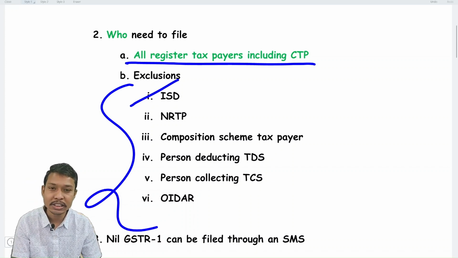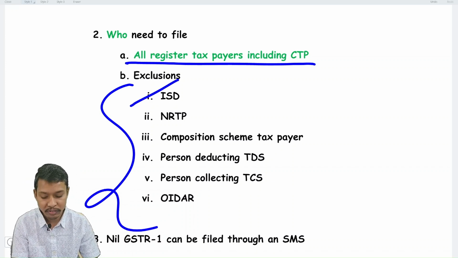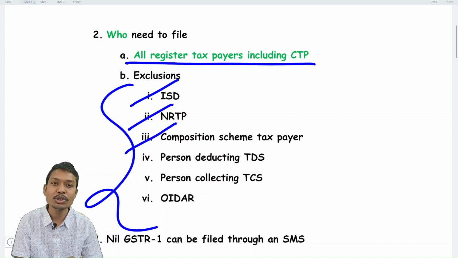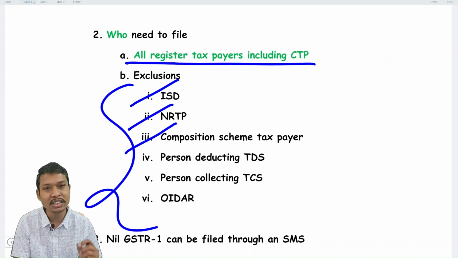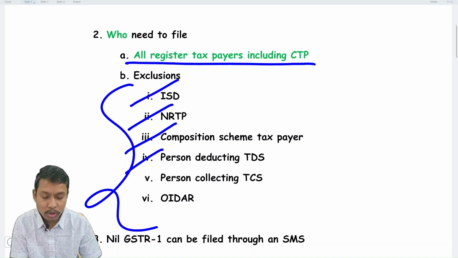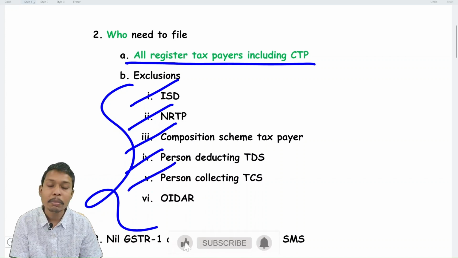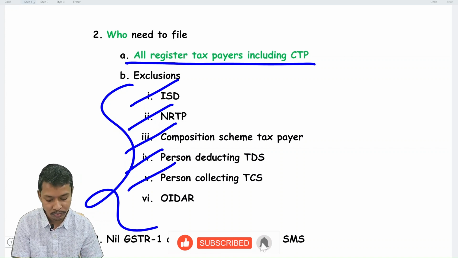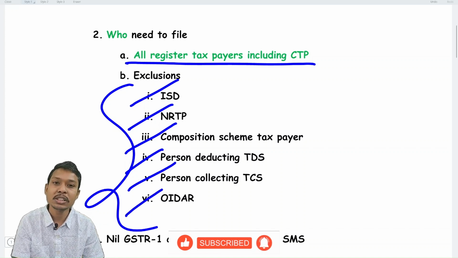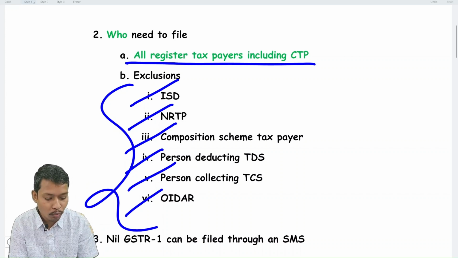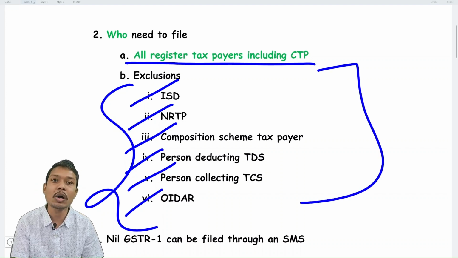The first one is ISD, Input Service Distributor, and the second one is NRTP, that is non-resident taxable person, and the third one is a composition taxpayer who is paying taxes under Section 10, and the fourth one is persons who are required to deduct TDS under Section 51, and the fifth one is persons who are required to collect TCS under Section 52, and the sixth one is the person who is providing OIDAR services, that means Online Information Database Access and Retrieval Services. So the above said persons are not required to file GSTR-1.